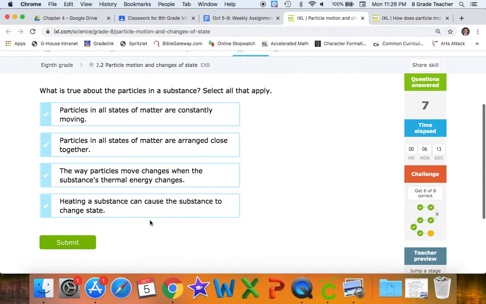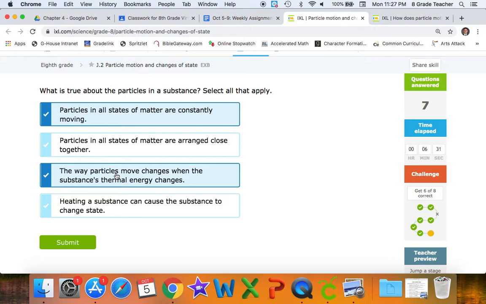Nice work. What is true about particles in a substance? Select all that apply. Particles in all states of matter are constantly moving. True. Particles in all states of matter are arranged close together. Not necessarily true because gases can be spread apart. The way particles move changes when substance's thermal energy changes. Yes, more thermal energy means more movement of those particles. Lastly, heating a substance can cause the substance to change state. True.